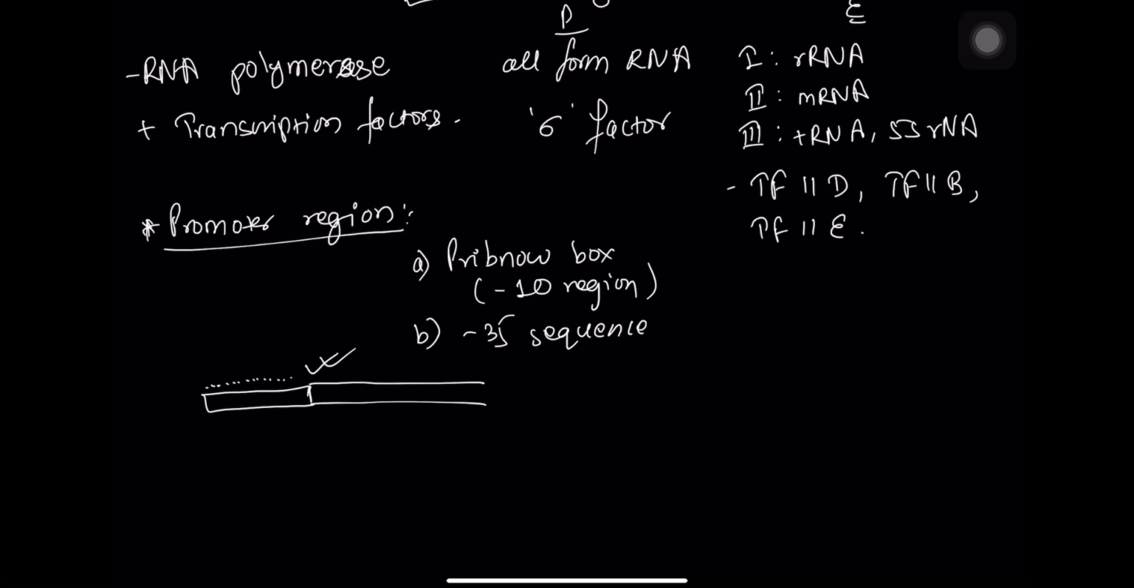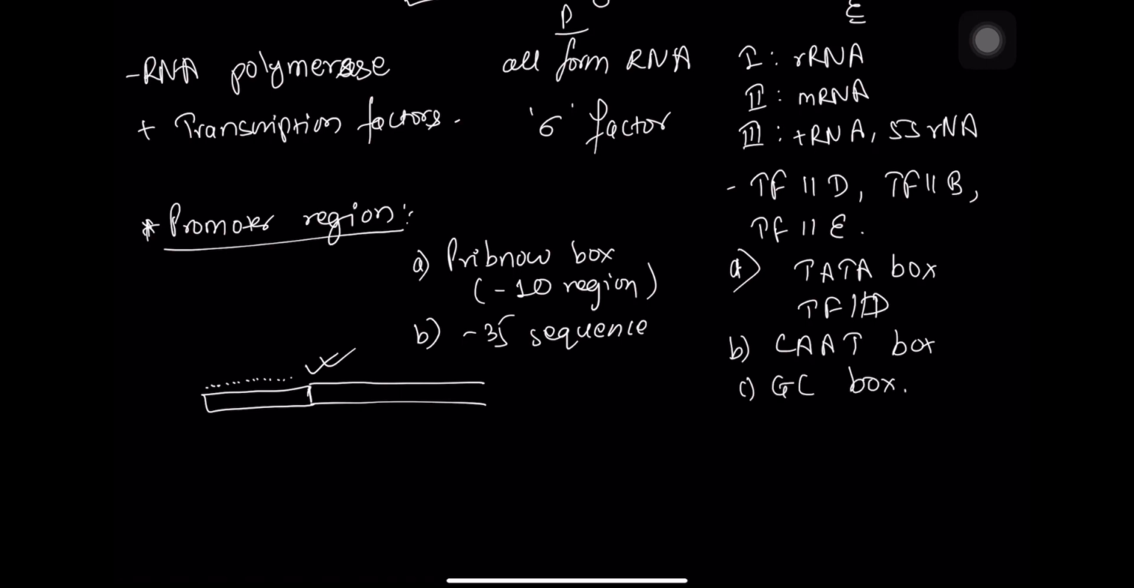In eukaryotic cells, the promoter regions include the TATA box. It is the most common eukaryotic cell promoter, and it will bind to the transcription factor D. Likewise, another is the CAT box, and the third one is the GC box. So these are the promoter regions where our RNA polymerase enzyme and transcription factors are going to act.